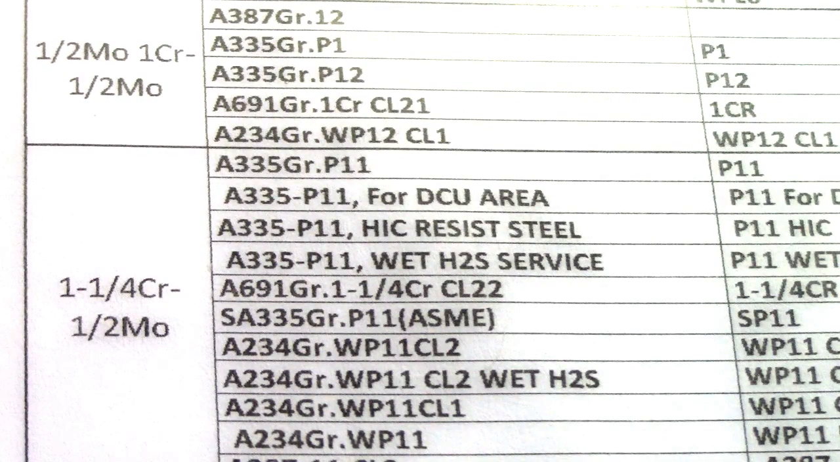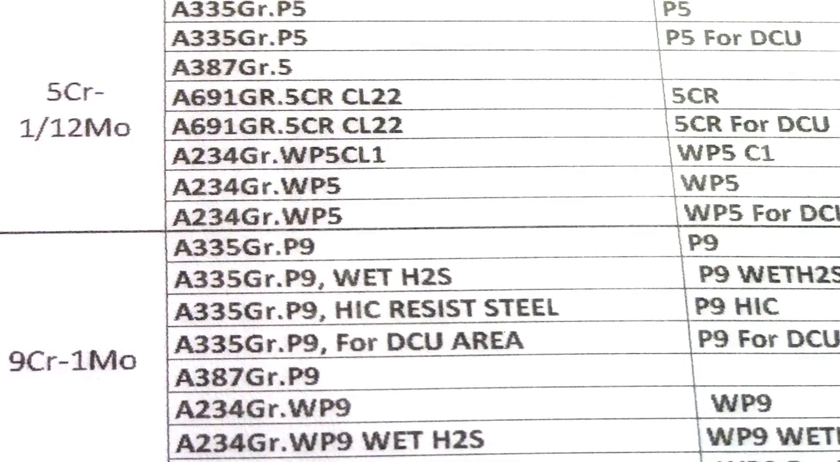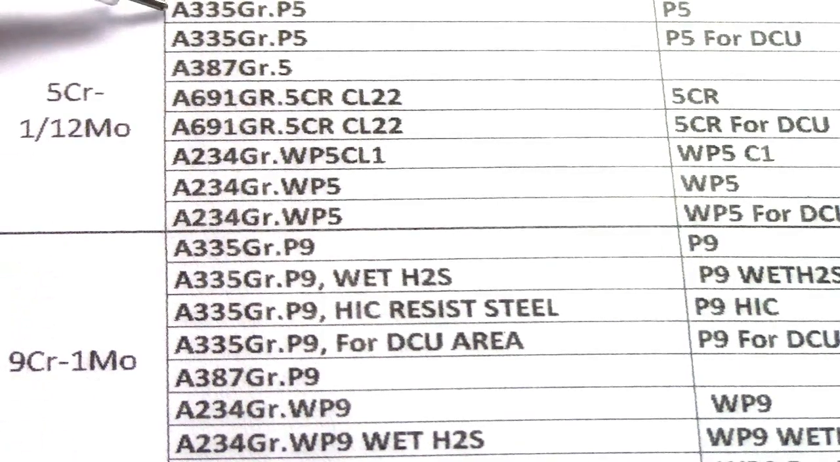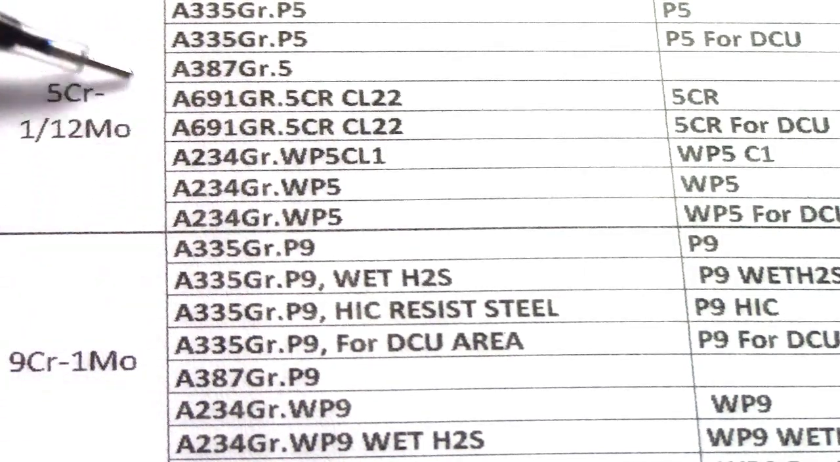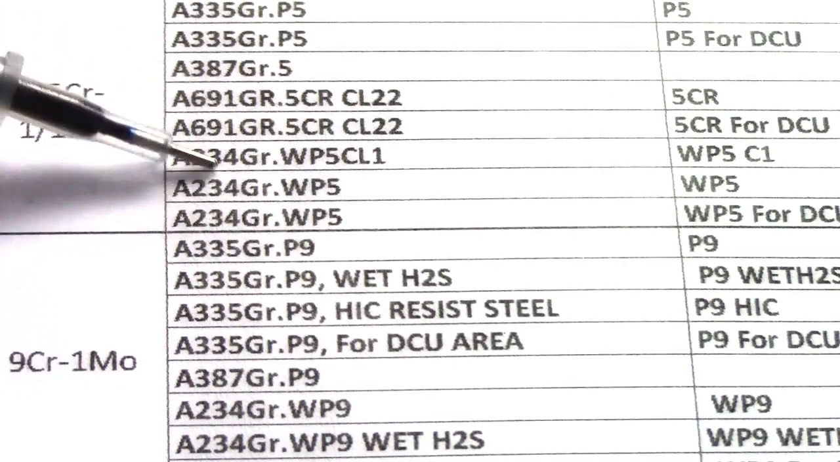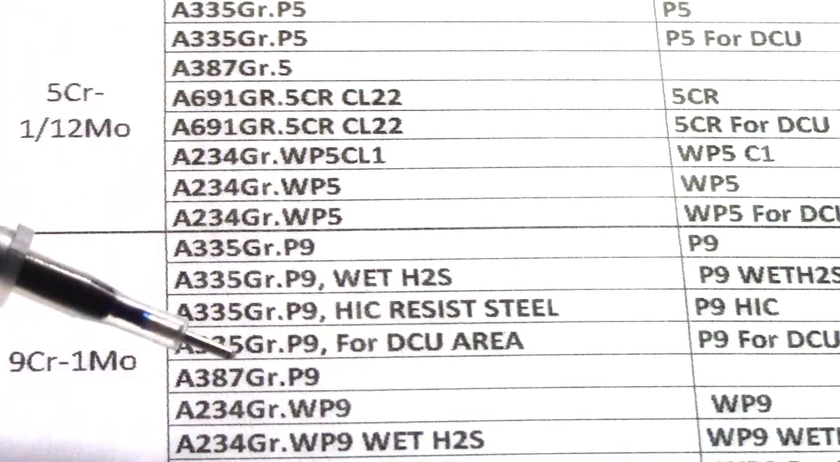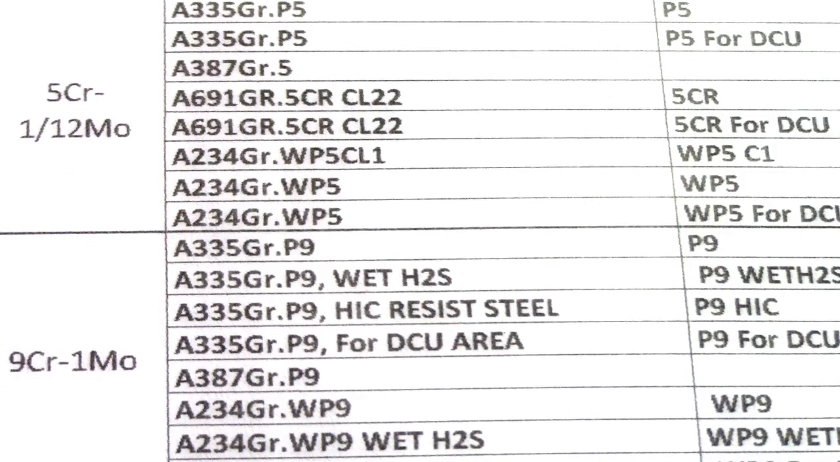Okay guys, so next materials is 5 chrome 1/2 MO and 9 chrome 1 MO. So please take note of all these ASME specifications for these materials. Okay, please take note of all this. So if you see this specification for the 5, it means this is our alloy steel.